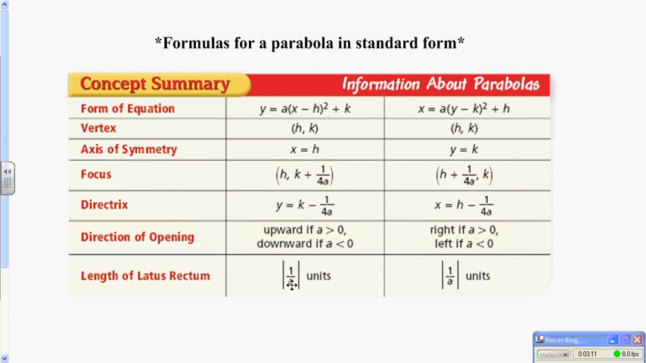Now here's a table that shows you all the formulas that you would have and use to find this information. Here's what we normally work with. Here's when it's solved for x. Notice how the vertex is still h, k for both. But notice where the h and k are when it's x equals. They flip-flop compared to when it's y equals. So pay close attention to that.